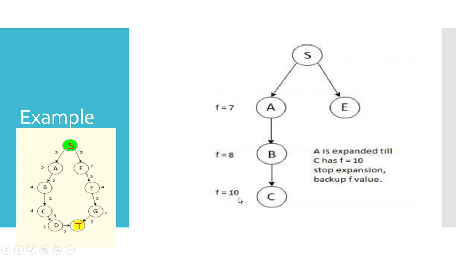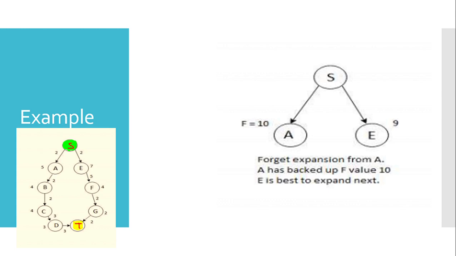That means we have to backtrack. And while backtracking, we have to give the backtracked value to the parent. So at the time of backtracking, it will give the value of C, 10, to parent B, then it will give it to parent A. So that's why the cost of A is now 10.